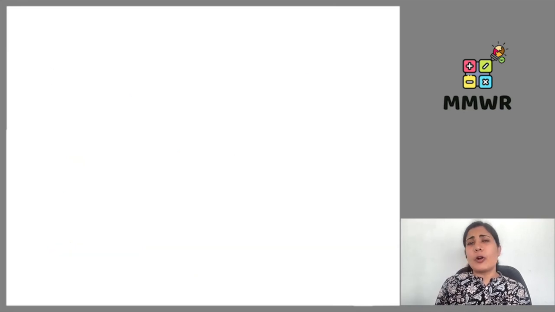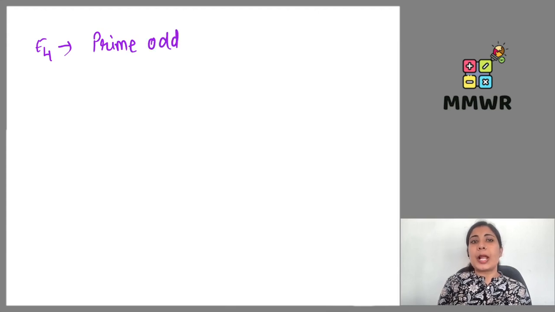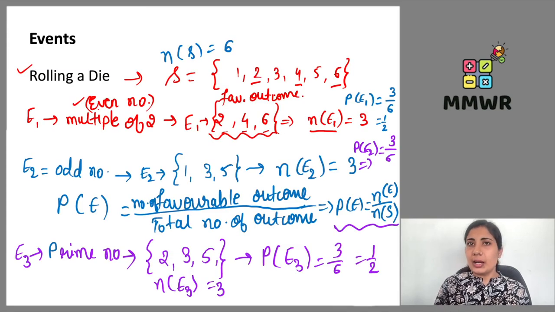Similarly, we can find out for different cases, we can discuss our own events. Event 4 is a prime odd number. It should be a prime number and it should also be an odd number. So prime numbers we all have seen just now.